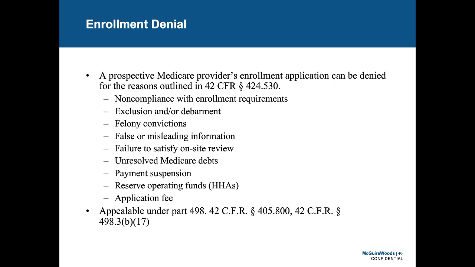Falsifying any information on the enrollment application can lead to denial. And so can failing an on-site review, where CMS's contractor sends out not a surveyor, but a site visitor to essentially verify that the address is correct and the provider is operational. If the site visitor either can't find the provider because the address was not noted properly, or finds that the provider is not actually operational, that can lead to a denial of the enrollment application.